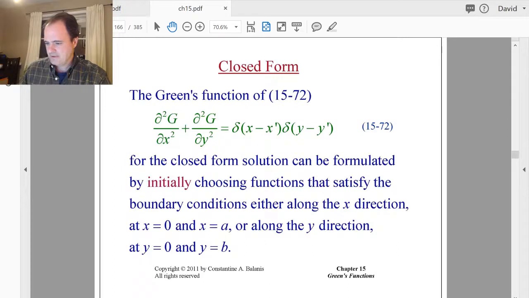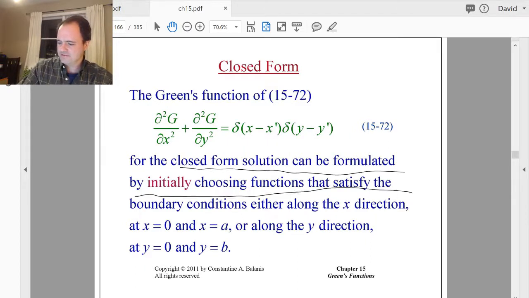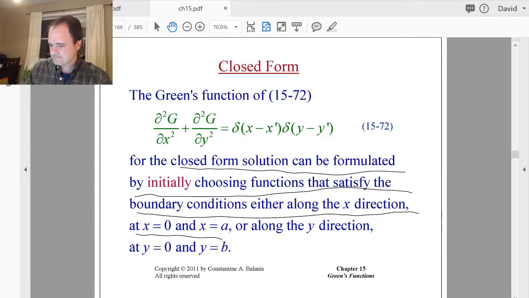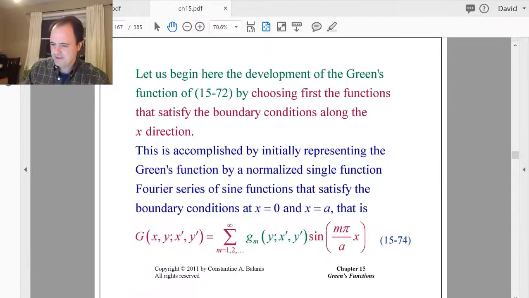All right. So in the closed form, we start with Green's functions. The closed form solution can be formulated by initially choosing functions that satisfy the boundary conditions either along the x direction or along the y direction. All right. So let's satisfy the boundary conditions, say in the x direction first, which means that g has to be 0 at x equal to 0 and x equal to a.